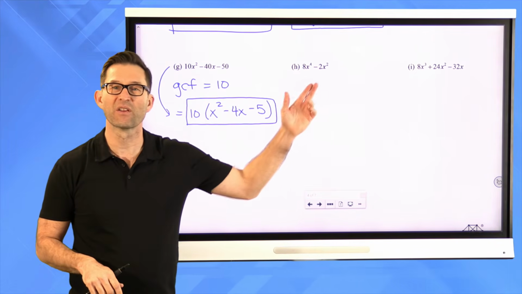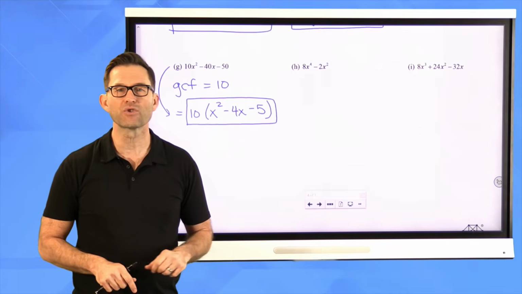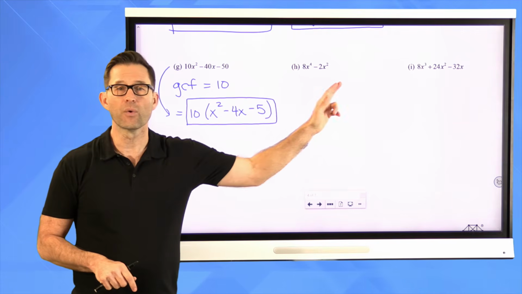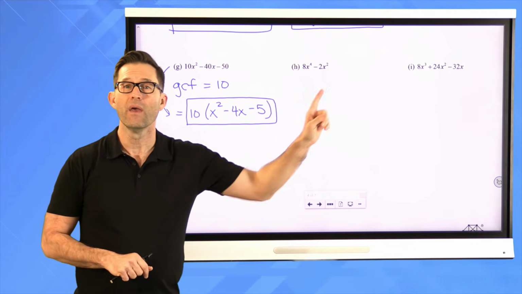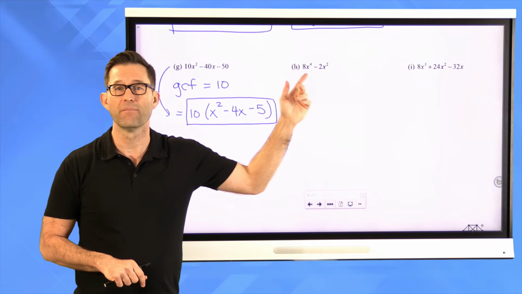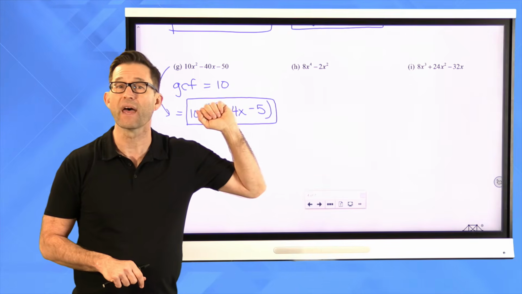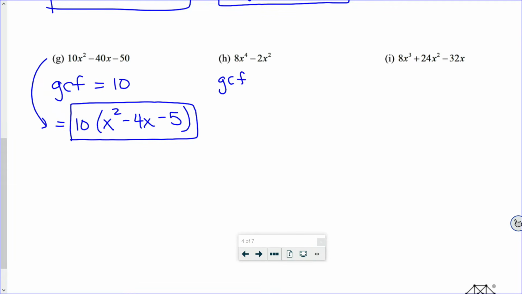All right, let's take a look at H. Nice little binomial there. We have 8x to the fourth minus 2x squared. This one's a little bit tricky. The 8 and the 2 are easy, right? The largest number that goes into both of those is 2. The x squared and the x to the fourth, also easy. The power that's sitting inside of both of those is x squared. So our GCF is 2x squared.